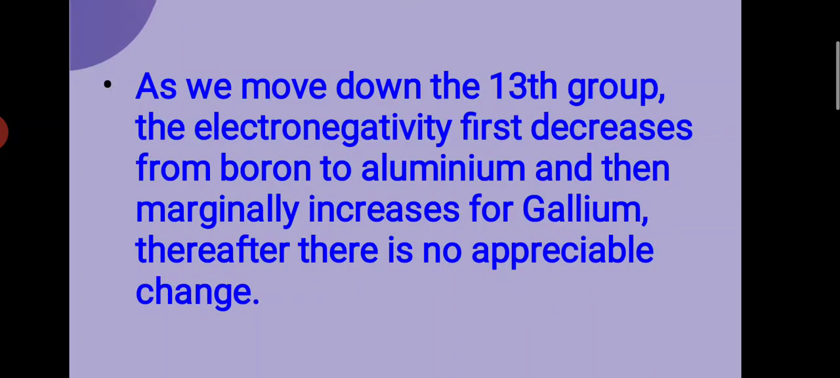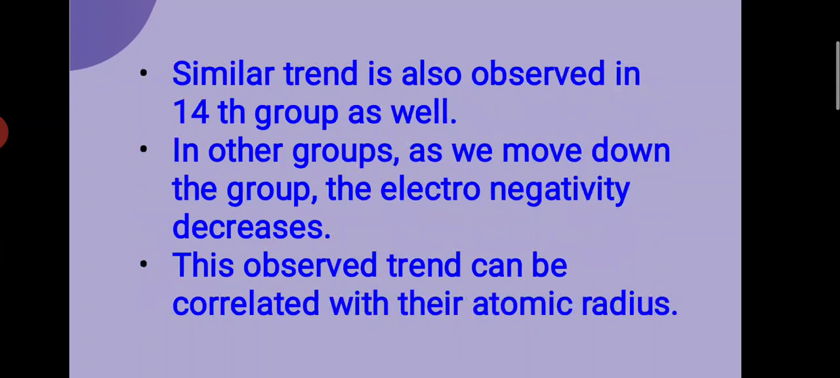Now as you move down the group, that is, as you move down the 13th group, the electronegativity first decreases from boron to aluminium, and then there is a slight increase at gallium. After that there is no change at all. A similar trend we can see in the 14th group also. Now in the other groups, what is the general trend? It will be followed by the other groups.